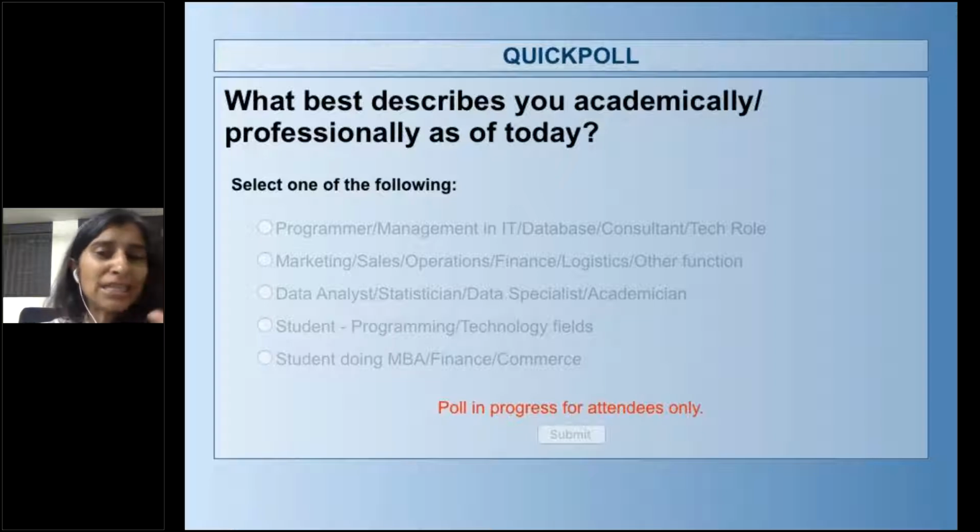Even if you don't see your precise title up there, don't worry. If you identify yourself as somebody from the IT industry, choose the first one. If you see yourself in a functional role, choose the second one. That's the guideline I would want you to use. You don't need to overthink this. This data is just to help me understand what kind of weightage I give as I explain this chart.